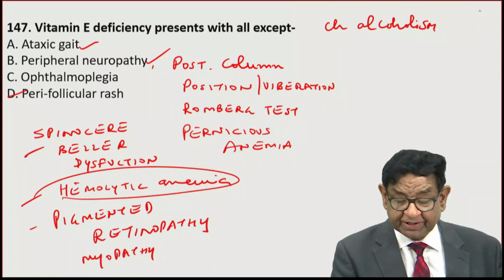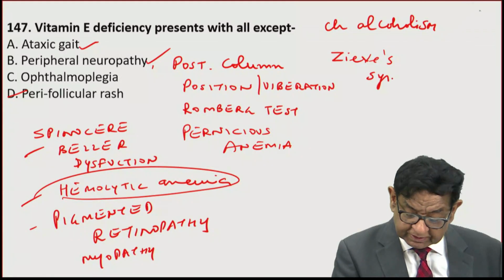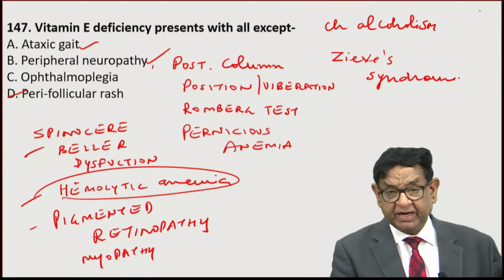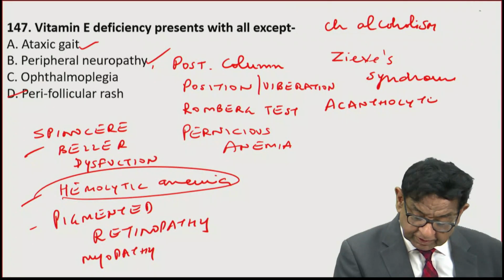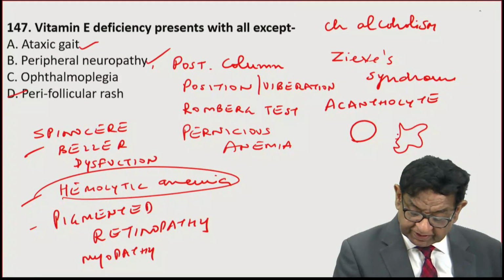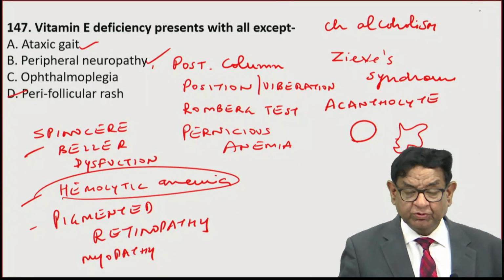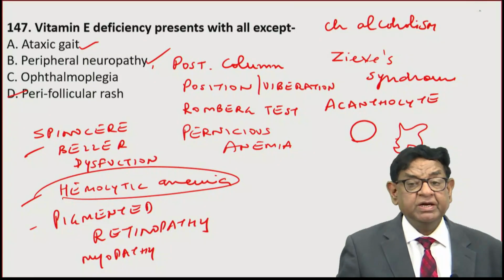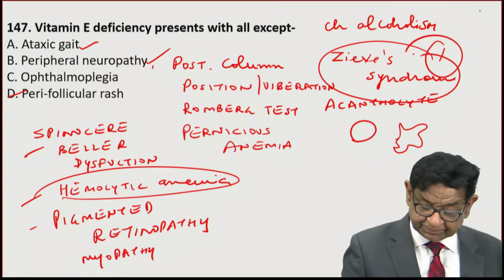Well, I'm sure by now you have written the answer. The answer is Zieve syndrome. In this chronic alcoholic patient, because of a high amount of lipid, they develop acanthocytes. That means RBCs, normally they have a smooth surface, but in this case we have a spiky surface like this, acanthocyte, so-called acanthocytosis. And that's why RBCs are prone to hemolysis in the case of chronic alcoholic liver disease. This is a rank number 1 question.